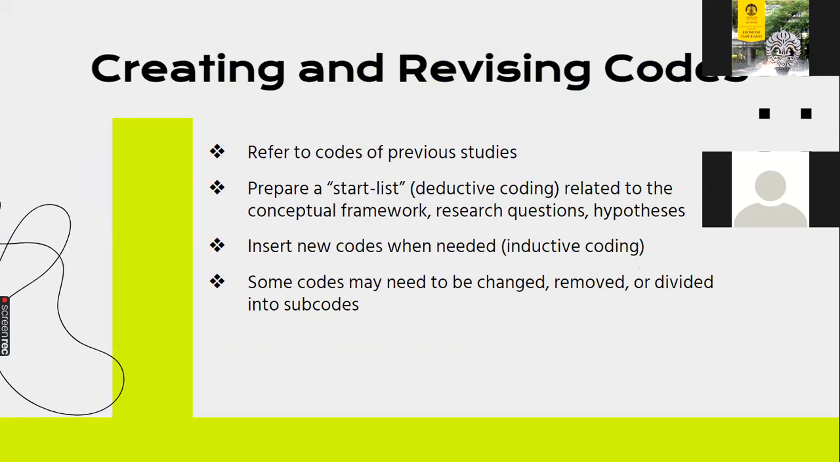So creating and revising codes. How do we create codes? The first step would be to refer to codes of previous studies, or I guess in a way, implement a provisional code where they look for codes that already exist in previous researches. So for example, if, in our research on internship towards academic achievement, we referred to a previous study that covered soft skills. In that study, they used codes to represent certain soft skills, such as time management and team skills, and so on and so forth. So we can use those codes in our own study.